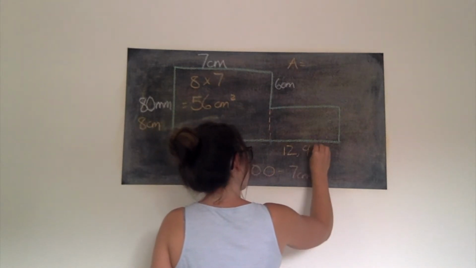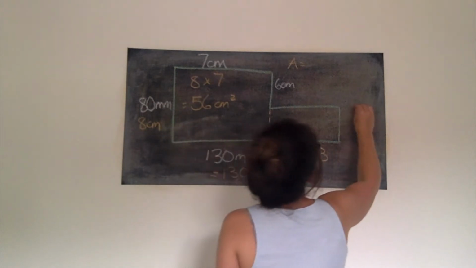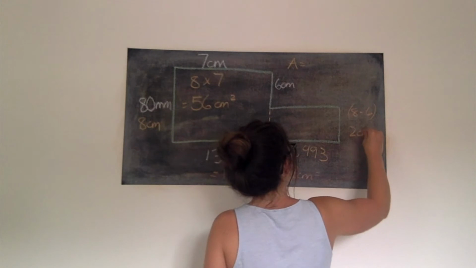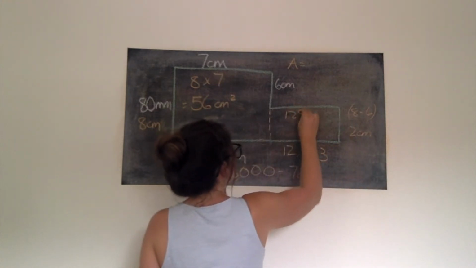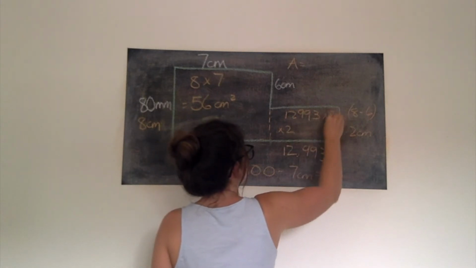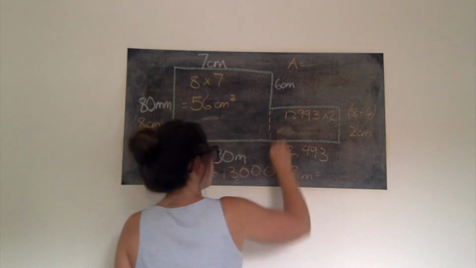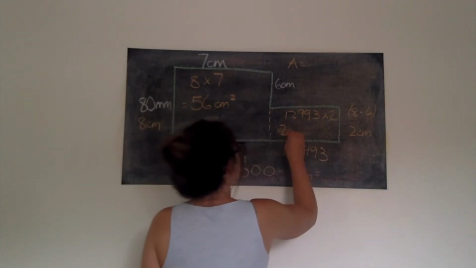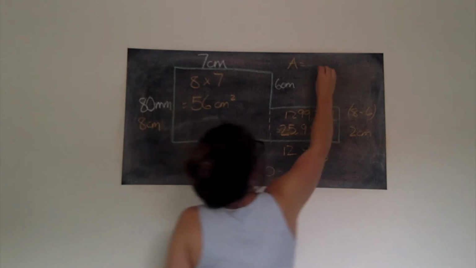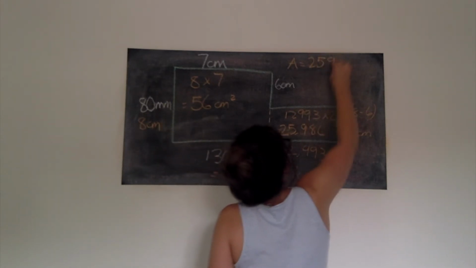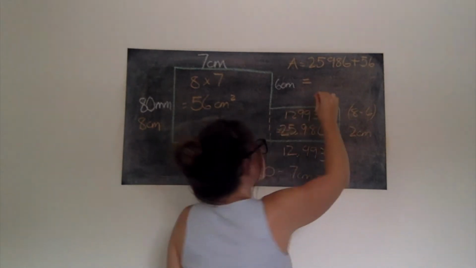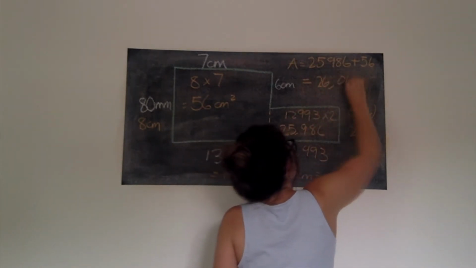The next rectangle, I had to turn the 130 metres into centimetres, so we times it by 100, which gives us 13,000 centimetres. And then to find out the missing side, we need to do 13,000 take away 7. This is where the ratio is completely off. And that will give you 12,993. Then we need to find out the other missing side, so 8 take away 6 is 2, so we times that together and that gives us 25,986. To find the total, we need to add that to the 56, so the actual area of the compound shape is 26,042 centimetres squared.